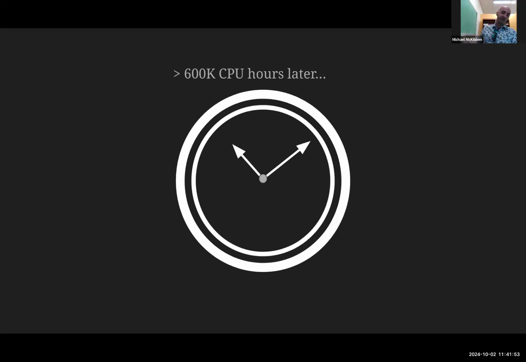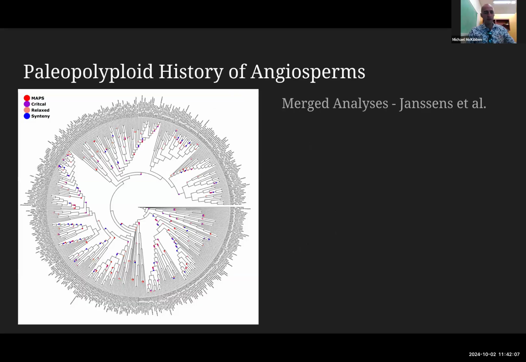Now, this is easier said than done. About 600,000 CPU hours later, about 70 years of real time if you were to run them serially, we finally get some results. I'm going to start with the Jansen et al. topology and then zoom in further and further.